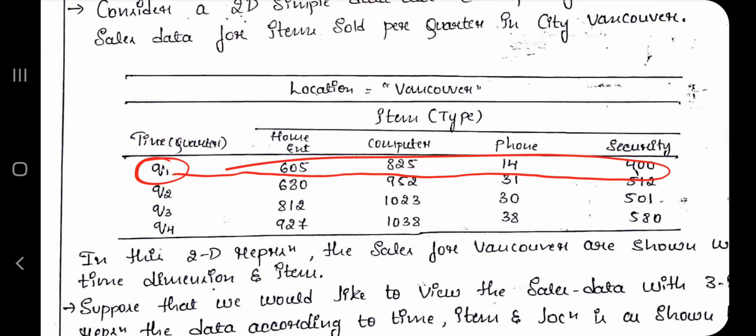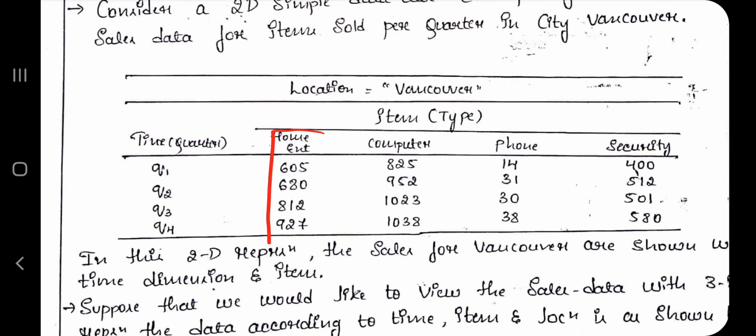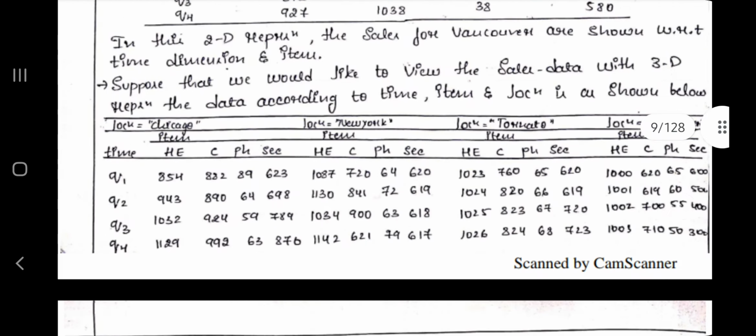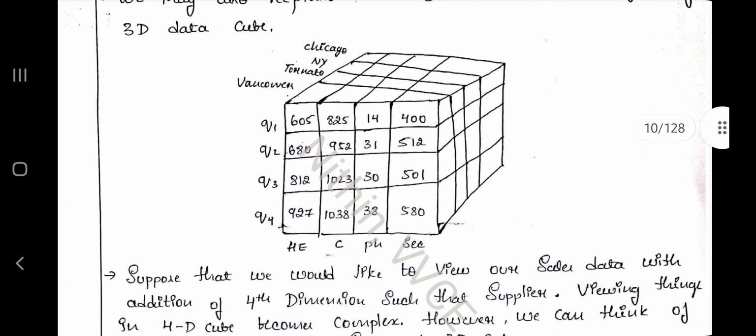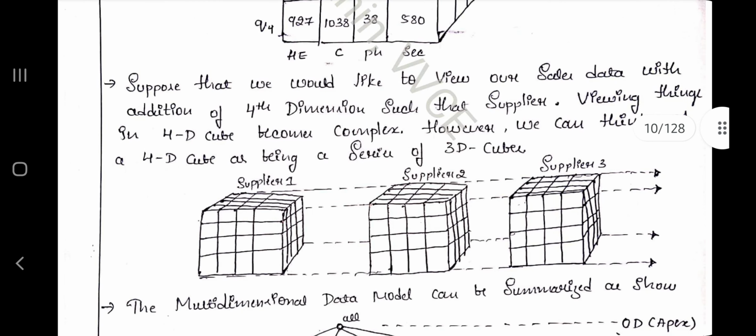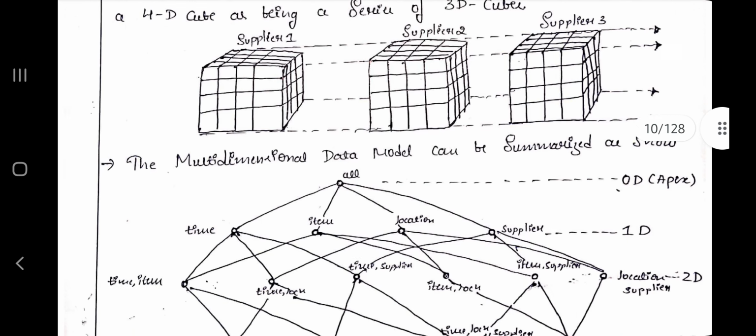So in one dimension you can see how much home entertainment was sold in the whole year. So you just got to see in this dimension, right? So that's what the data cube is. You can see the same data in different dimensions, and the further levels of dimension are also given. I have explained this in more depth in the theory video. You can go through that for more information.